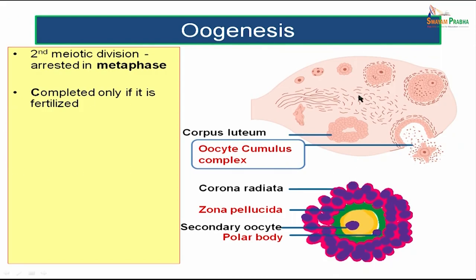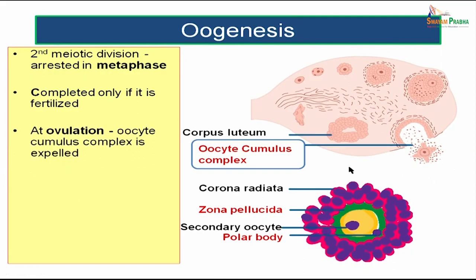So at the time of ovulation, the graafian follicle will rupture and release the secondary oocyte. The secondary oocyte will enter the second meiotic division, but it won't be completed. It will be arrested in the metaphase, and this will be completed only during fertilization. Now, at ovulation, you call the released complex the oocyte cumulus complex.